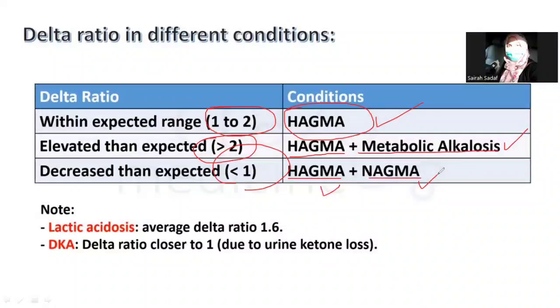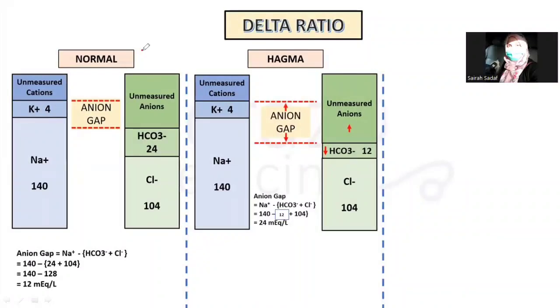So I will give you some examples, and you will also be doing some exercises, and then you will understand this whole concept. This first slide is normal anion gap metabolic acidosis. Now, this is a pure high anion gap metabolic acidosis. Now we will go for the calculations.